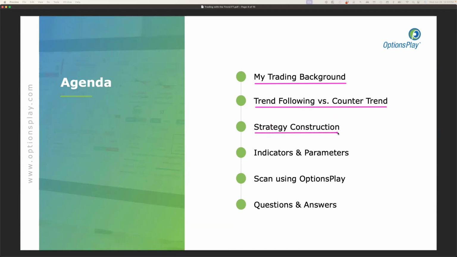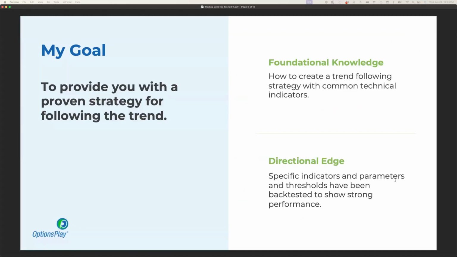And then we'll talk about the strategy construction. How do you actually come across a trend following strategy, and the specific indicators and parameters that we use to identify this specific setup for a trend following strategy. Then I'm going to show you how to scan for the exact opportunities that I'm going to show you today using Options Play before we open this up for Q&A at the very end. My goal during today's session is to provide you with a proven strategy for following the trend.